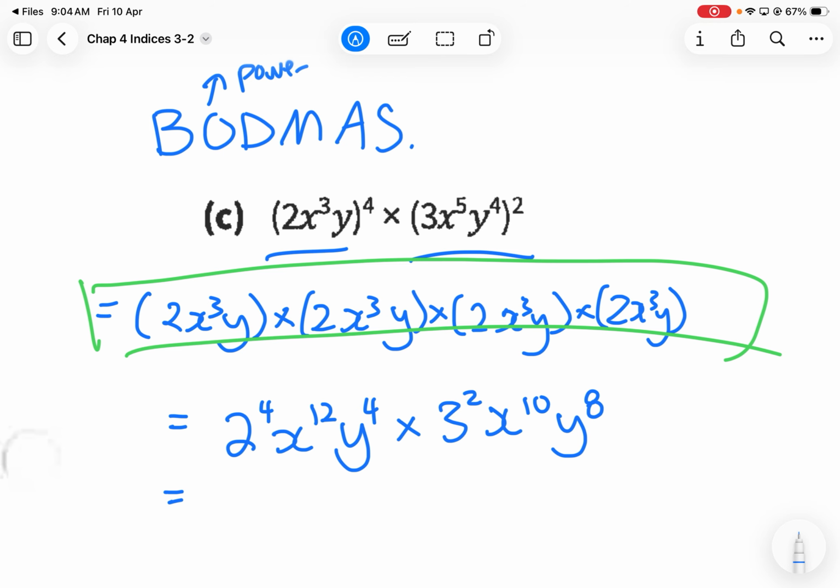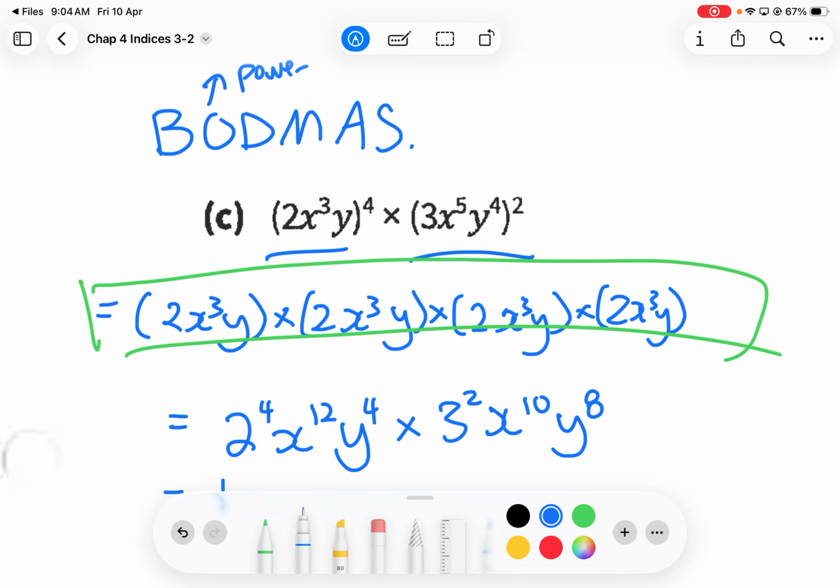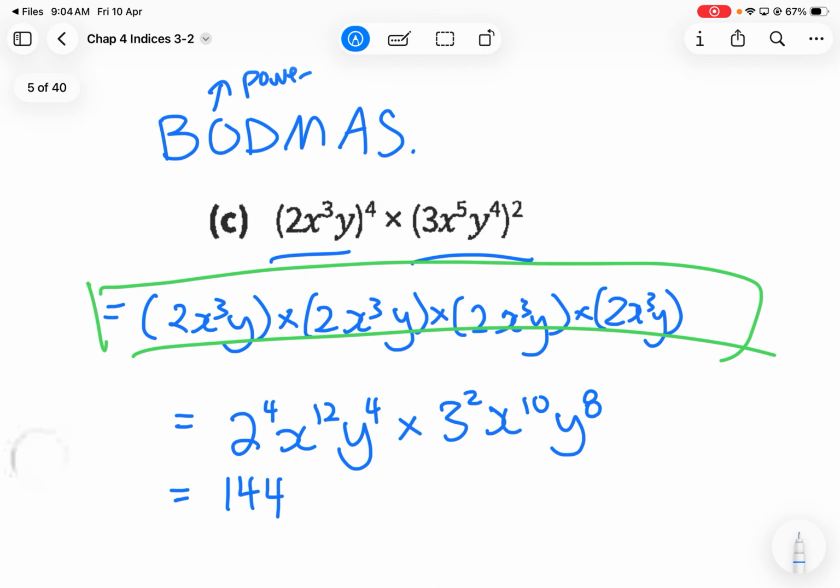You can key into the calculator to find the number. Or if you remember, then it's 16 times 9, 144. Division and multiplication, same. Both are at the same level. Divide or multiply first also can. Then multiply, so we have to add up the power. 12 plus 10 becomes 22. 4 plus 8 becomes 12.